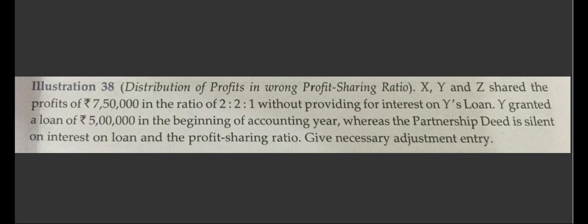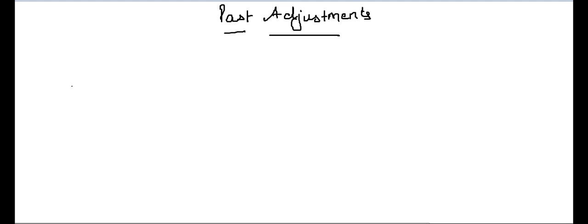The practical problem says X, Y and Z shared profits of 7,50,000 in the ratio of 2:2:1 without providing for interest on Y's loan. Y granted a loan of 5 lakh in the beginning of the accounting year, whereas the partnership deed is silent on interest on loan and the profit sharing ratio. So let us see what the scenarios are.